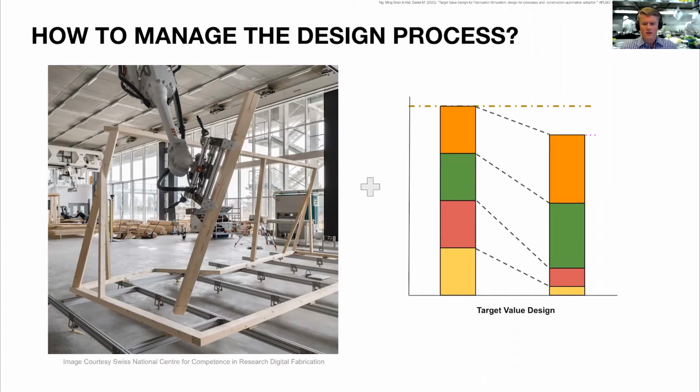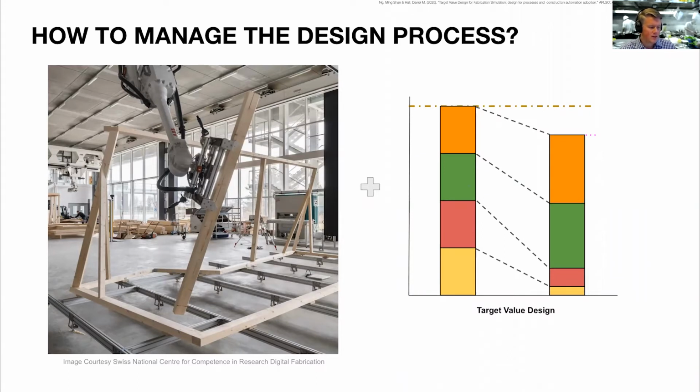The bigger question is, how do we manage the design process in construction? And we'll see conventionally that the design process is very sequential and not integrated. So the organizations are not integrated together. There isn't this form of what we would call integrated concurrent engineering, or people working together concurrently.